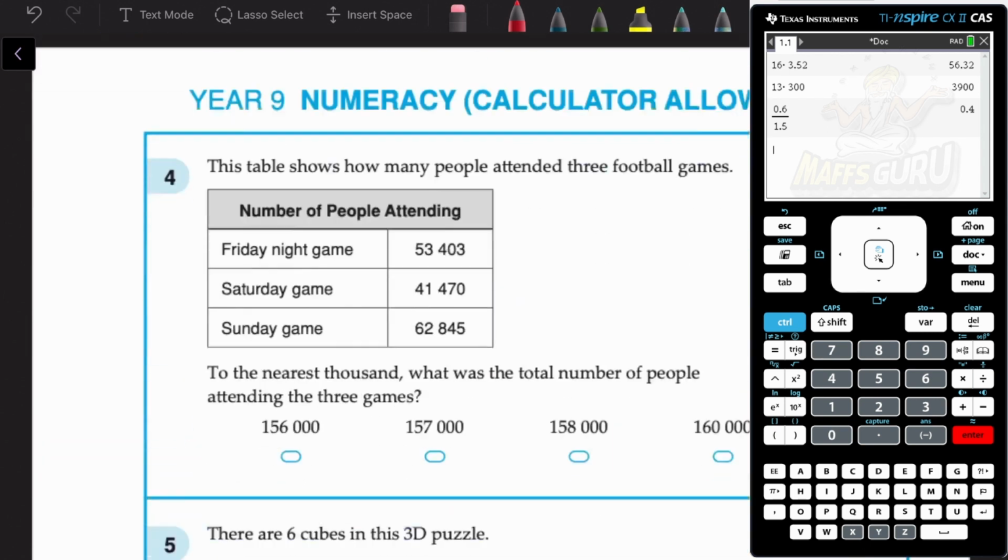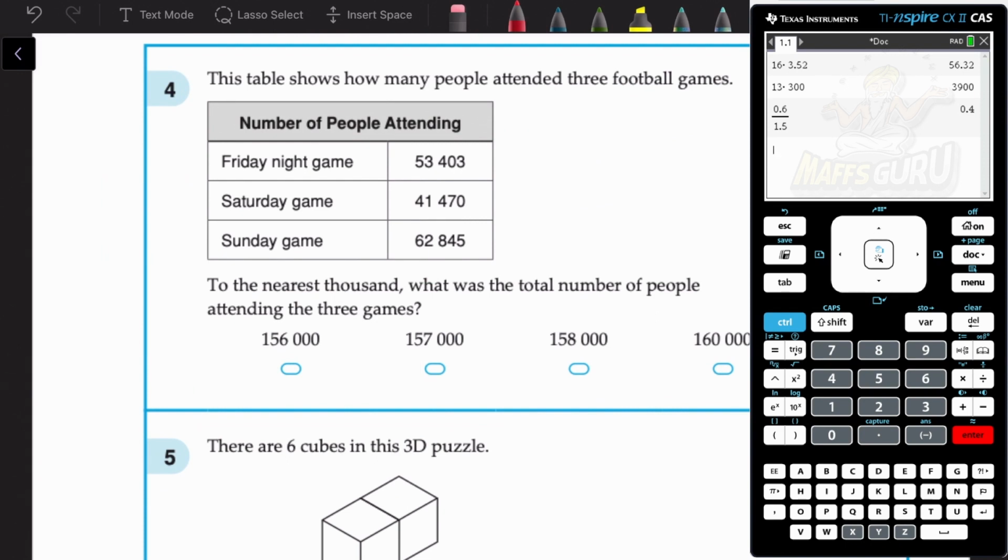Moving on, this table shows how many people attended 3 football games. To the nearest 1,000, what was the total number of people attending the 3 games? I suppose the first thing I'm going to do is add all those values together. 5,340 plus 41,470 plus 62,845. Hit enter, gives me 157,718. Now, what's it to the nearest 1,000? This is closer to 158,000 than anything else, so I'm going to color in my 158,000 lozenge.